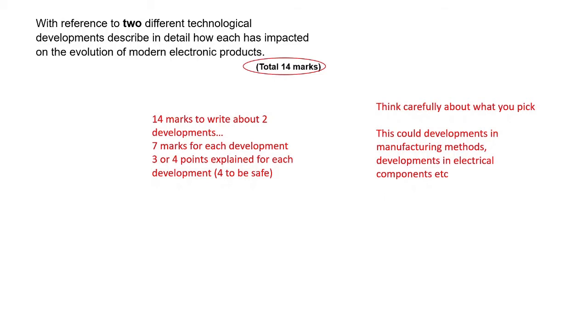So it could be development in the actual electronic components themselves, like the transistors and silicon chips, that sort of thing. Or it could be a manufacturing method that would, say, make the casing for it. So the casing for a cassette player or a CD player or an iPod, that sort of thing. So pause the video, give yourself 40 minutes, then unpause it and we'll go for the answer.